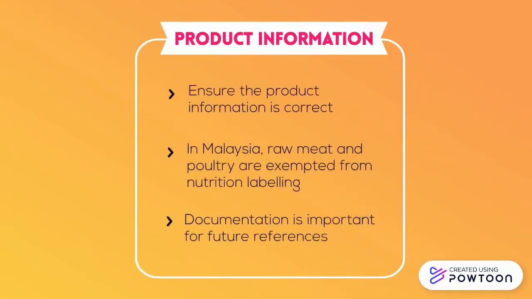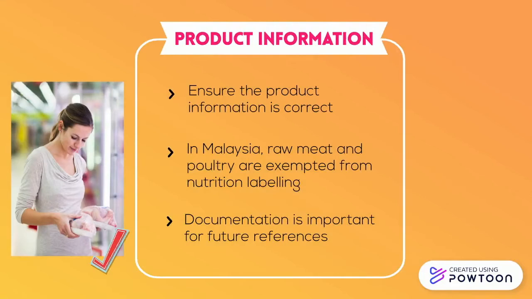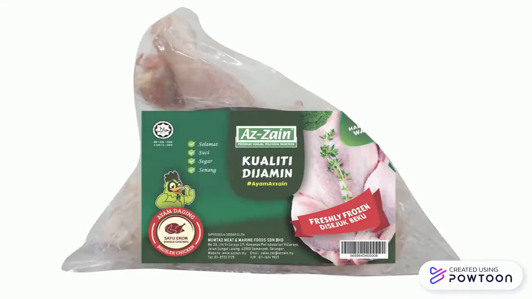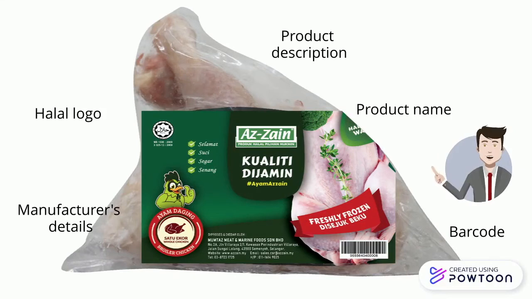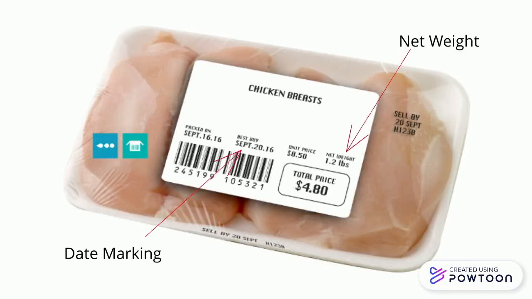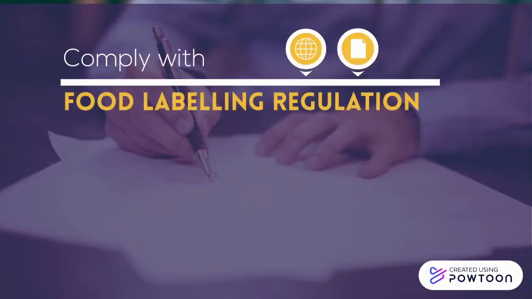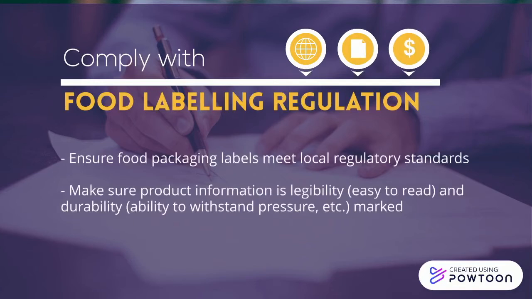Besides, they should ensure the product information is correct. In Malaysia, raw meat and poultry are exempted from nutrition labeling. Documentation is important for future reference. Labeling of fresh chicken should include the following product information. Product information should also comply with food labeling regulation.